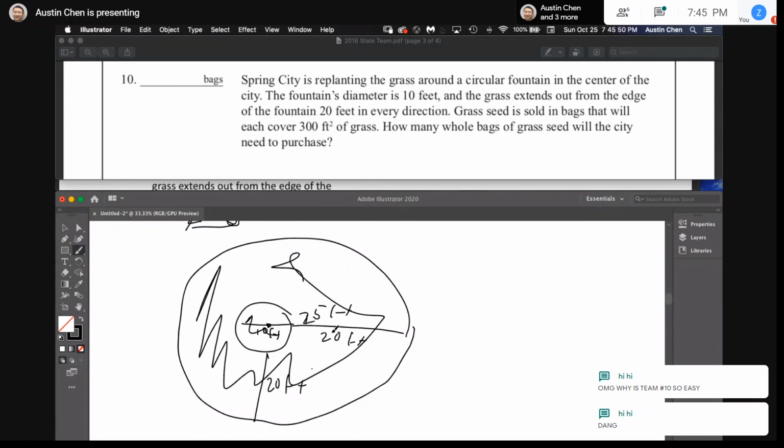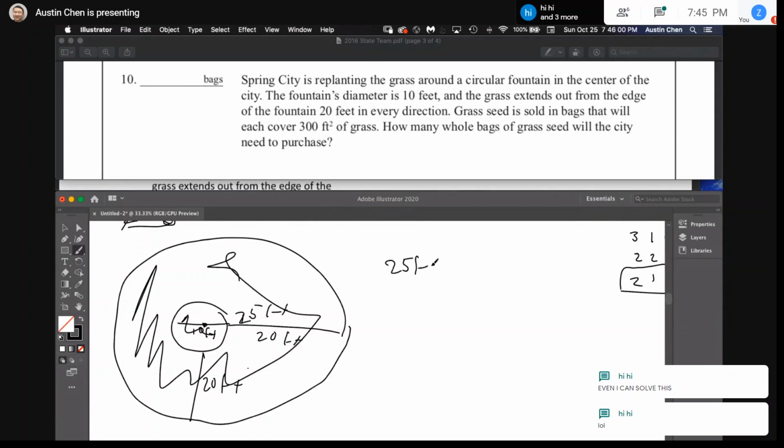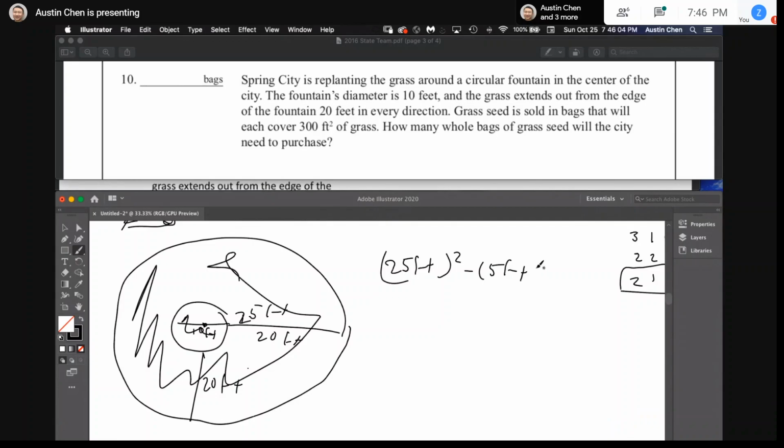15 plus 5 is 25 feet. Yeah, I know, it's really easy. Much easier than the last one. All right, so this one is just 25 feet squared minus 5 feet squared. That's the area of our grass. And we just find what this is. We can even use our TI, but this is so easy, right? And that's 600 feet squared. If I did everything correctly.